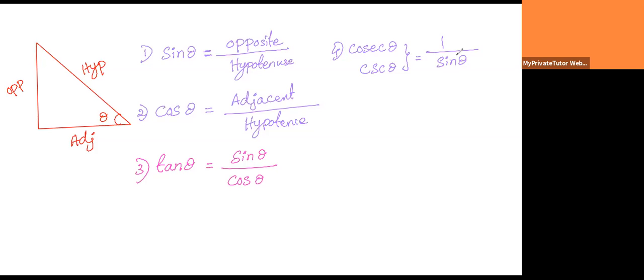And the fifth one is secant theta, which is what? It's a reciprocal of cos theta, guys. The last one is cot theta, cotangent, which is the reciprocal of tan theta, guys. So that's it. As I said, if you remember the first two things, you're good enough to solve the remaining four.